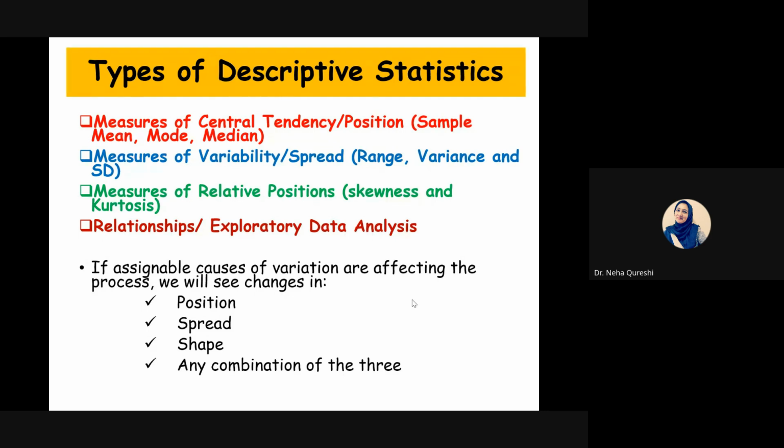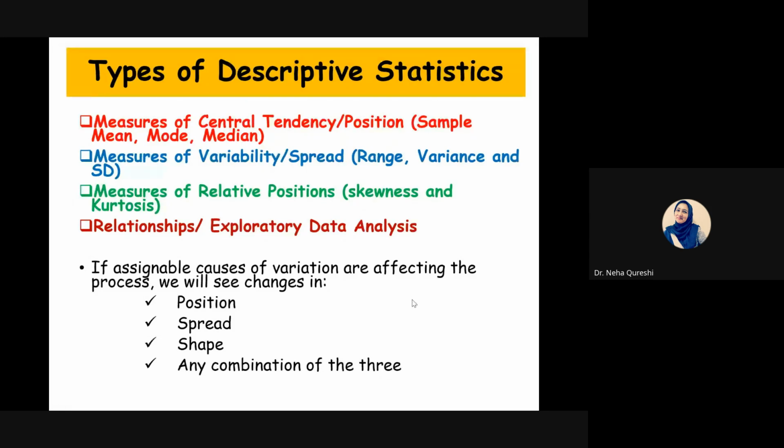So basically under descriptive statistics, we have majorly three things to see. We have measures of central tendency. That means how your data is distributed in and around a particular position. Then measures of variability or spread. That means how much variation is being explained by your data, and it is explained using range, variance, and standard deviation. Then we have measures of relative positions. That means skewness and kurtosis, that we will see in the upcoming slides.